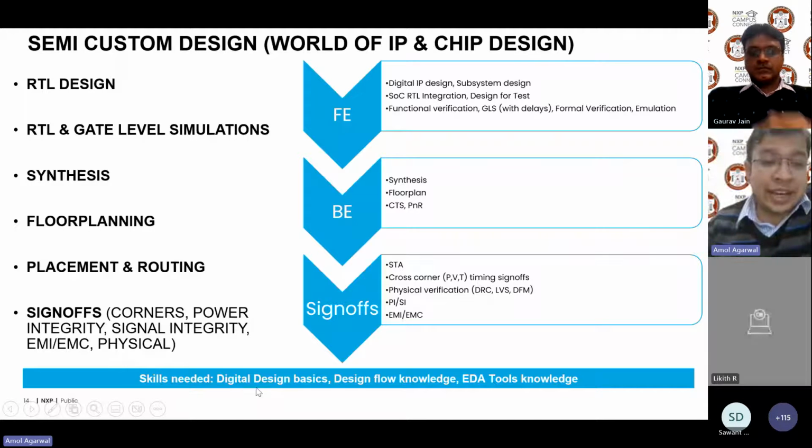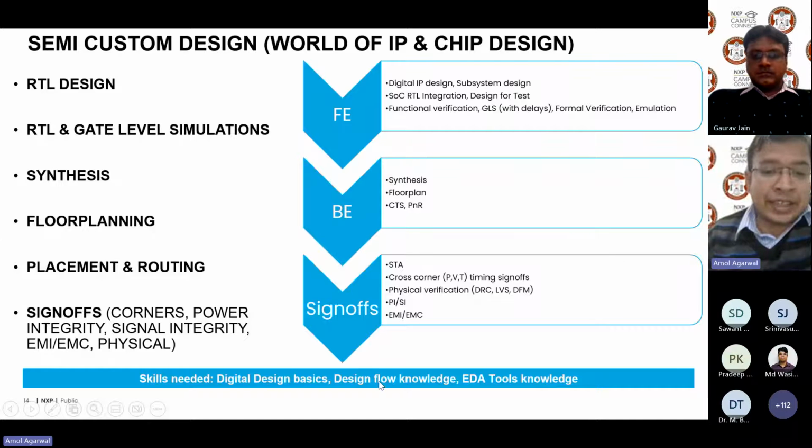And the skills needed here are the digital design basics. So you need to have a sound knowledge of the digital design flow, how the overall flow works. And EDA tools knowledge is also required if someone wants to excel in this field.